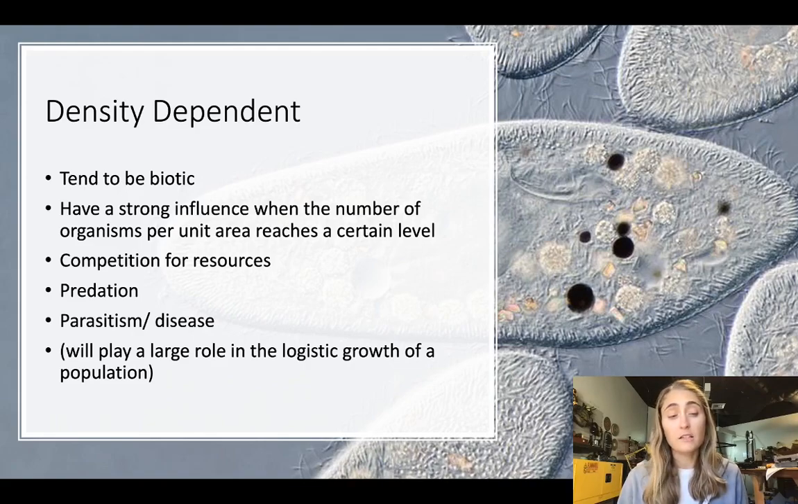The higher the likelihood that there's going to be parasites or diseases that are spread amongst populations, that could also cause a carrying capacity to be reached. But those are all going to exist. They're all going to play larger roles depending on the relative size of the population. And this is going to mostly affect the logistic growth of a population. So density dependent factors are what influence that carrying capacity.